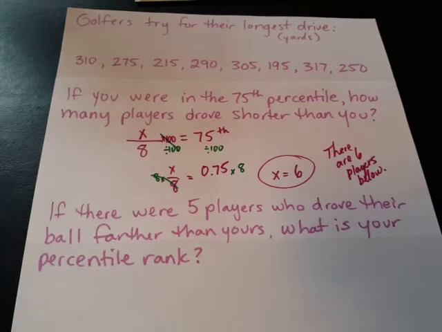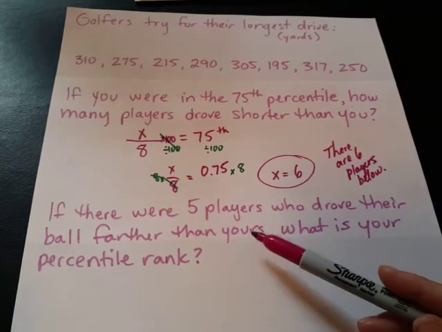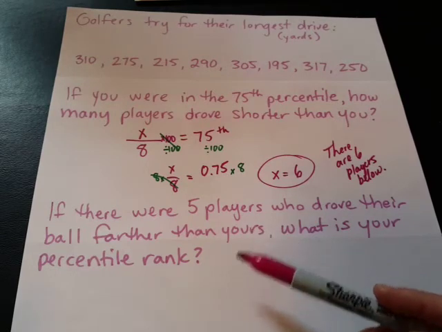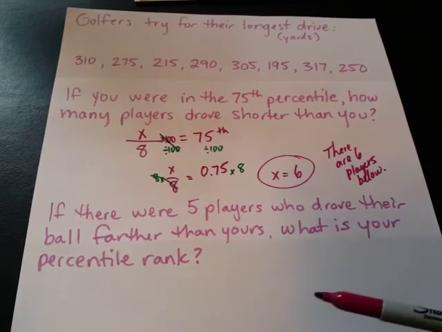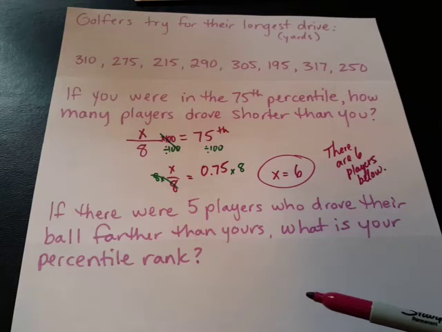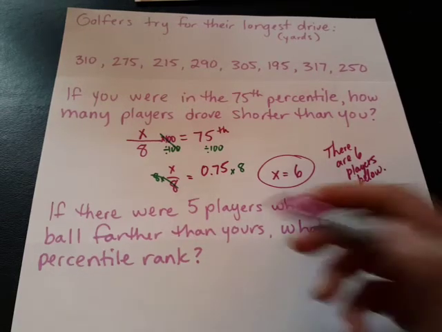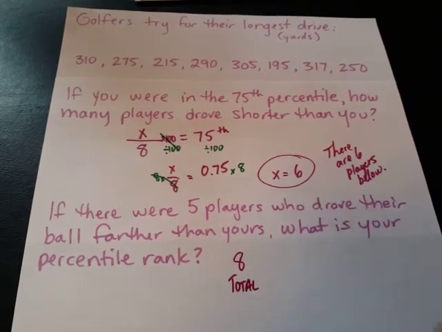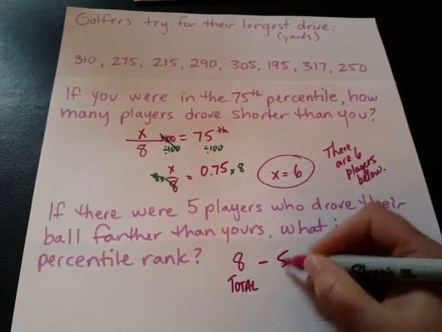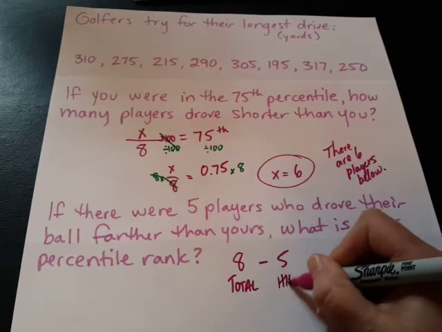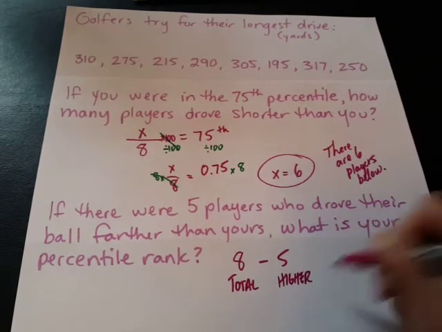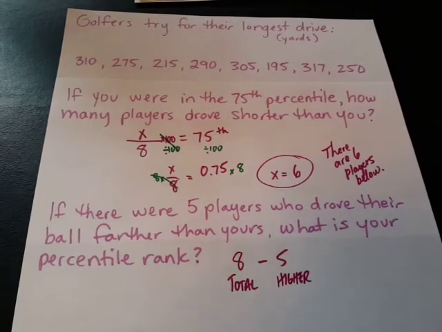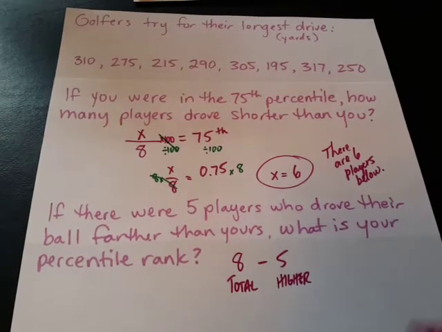In the last question, we're told that there's 5 players who drove the ball farther than you. So, different you. They drove the ball farther than you. What is your percentile rank? Well, we know that there's 8 total. So let's take away the 5 that are higher. Because I don't care about the higher. I need the lower. I need the ones that are below me.